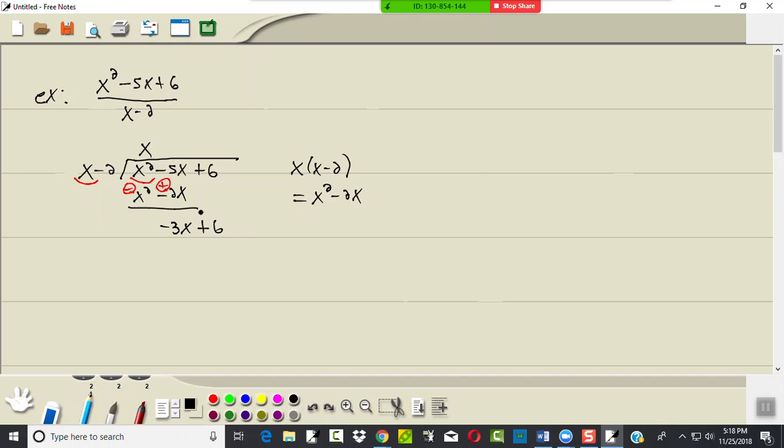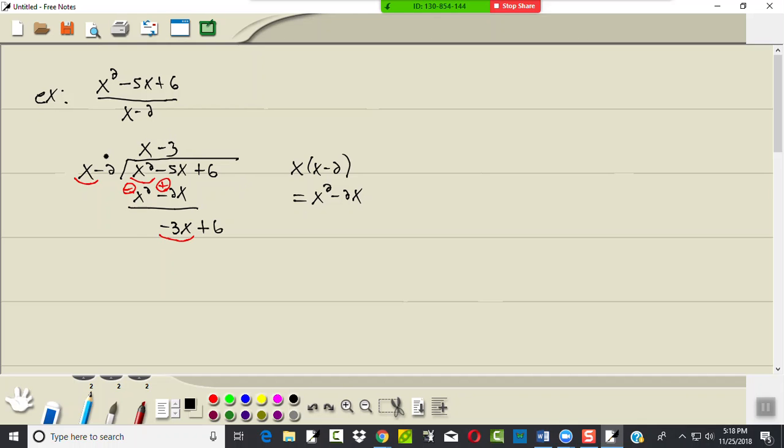Some people are taught to only bring down what they need. Some people are taught to bring everything down. I was taught to bring everything down. It's like you're starting a brand new problem. Again, we only look for the first term in each. Decide what goes up on top. So we'll look at the x here and look at negative 3x. And you ask yourself, what times x gives you negative 3x? That'd be negative 3.